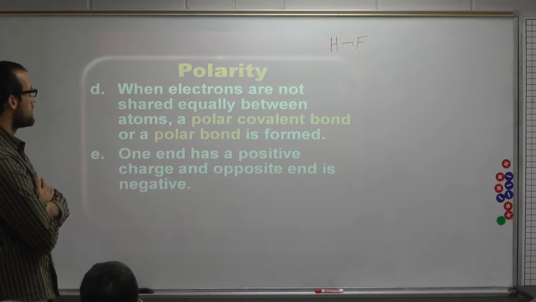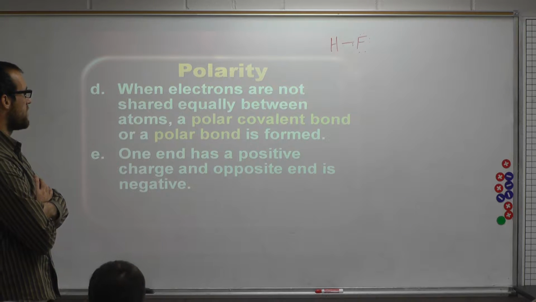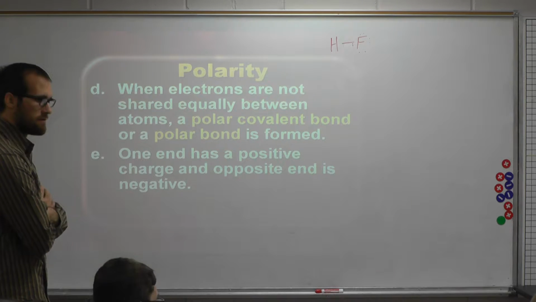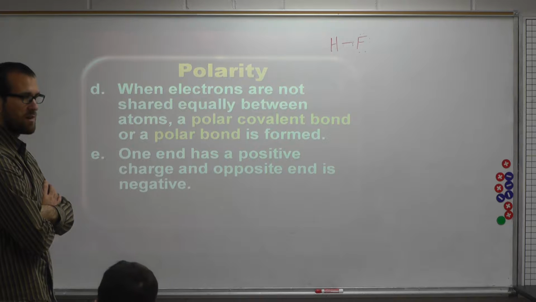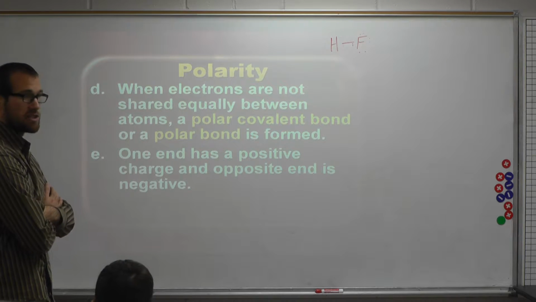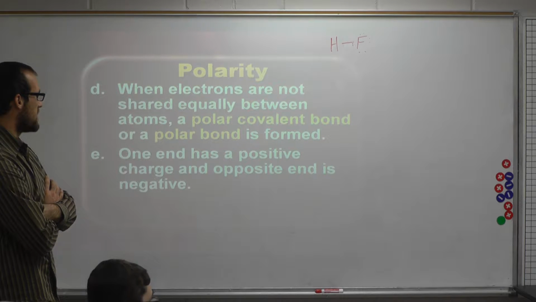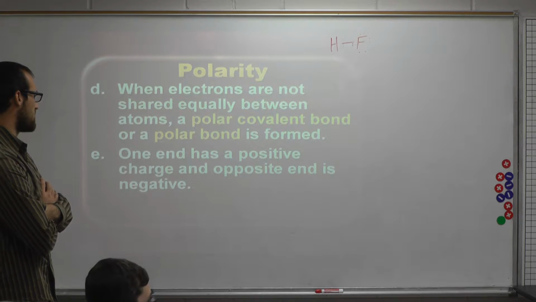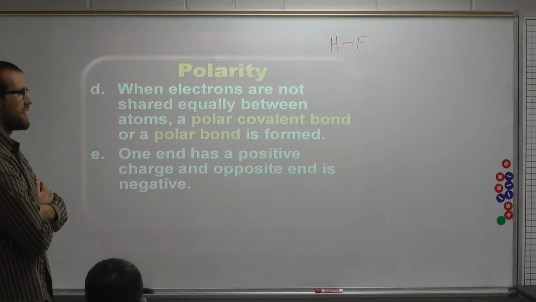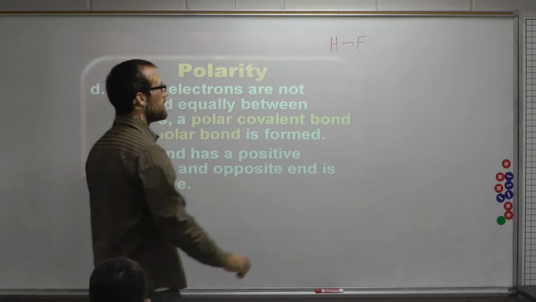It says when electrons are not shared equally, you get a polar covalent bond. We know covalent means shared. Polar just means not shared equally. Okay? And it says one end has a positive charge and the opposite end has a negative charge. Let me show you how this works.